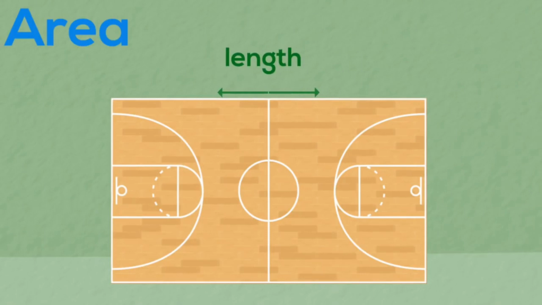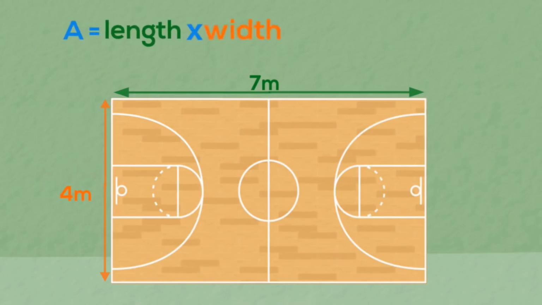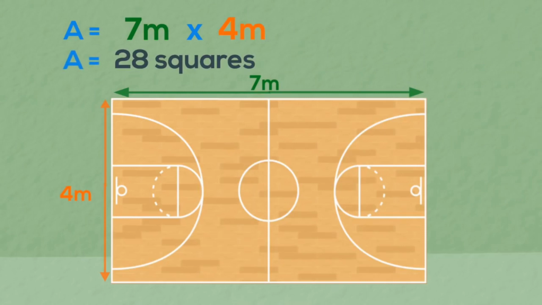We will need to know the length and the width of our shape. The length is 7 metres and the width is 4 metres. The rule for calculating the area of a rectangle is length times width. So, to calculate the area of this rectangle, we must multiply 7 metres by 4 metres. 7 times 4 equals 28. The area is 28 squares. And because our measurements are in metres, the area is 28 square metres.